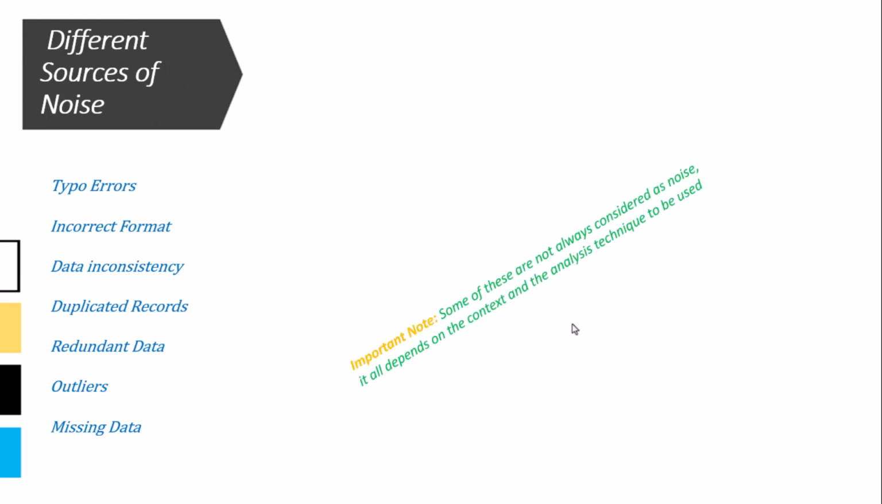It is important to clarify that some of the items listed here do not necessarily need to be considered as noise, since, as we will see in the videos corresponding to the explanations for each of them, they can sometimes provide valuable information. It all depends on the context in which the data is obtained and the techniques that will be used to analyze them. In this section, we will cover typographical errors, incorrect formats, and duplicate records. The other topics will be addressed in separate sections because they are quite extensive.